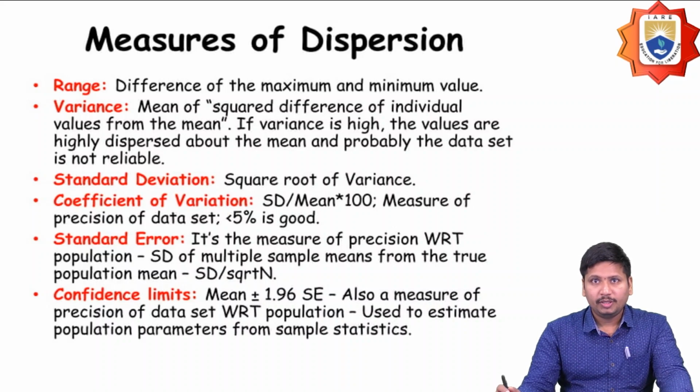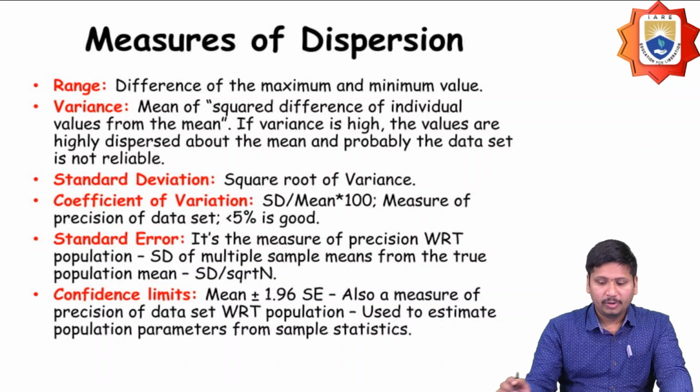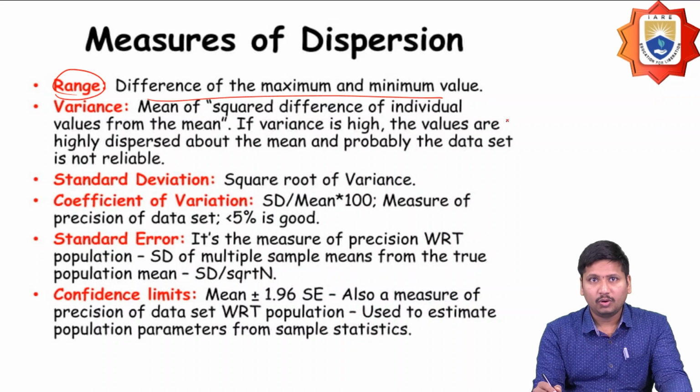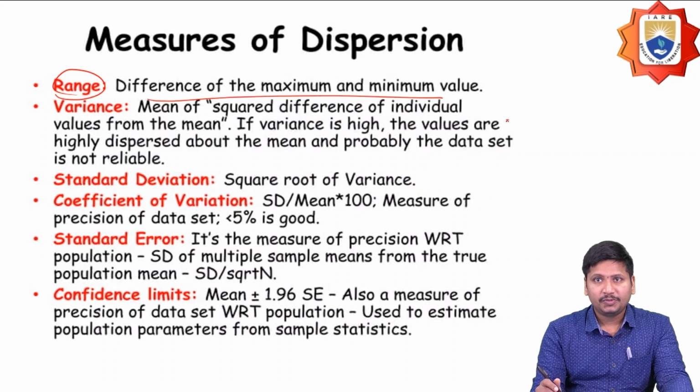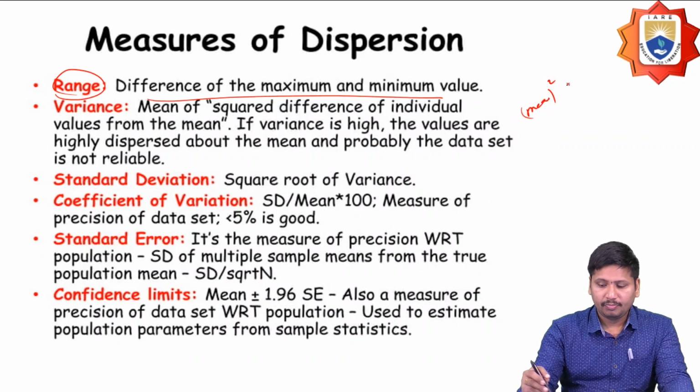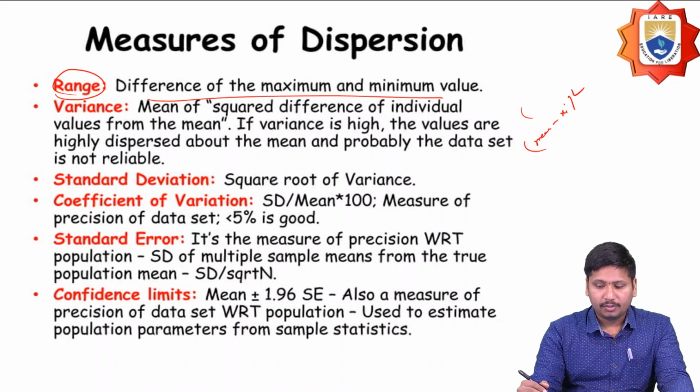The range is the difference of the maximum and minimum value. Then variance is the mean of the square difference of individual values from the mean. So the square difference is the mean minus x of i, whole square. That should be the square difference of the individual values from the mean.